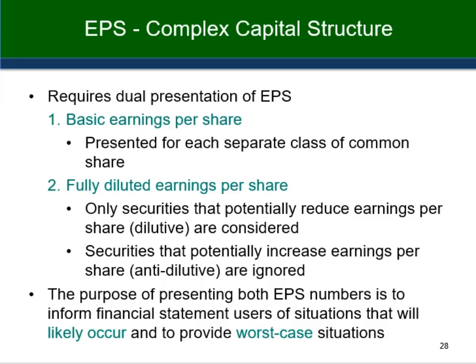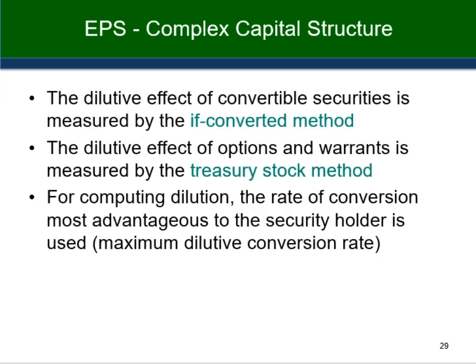The weighted average number of shares would be increased by the additional shares, and the numerator, net income, is increased by the amount of interest expense net of the tax effect associated with those potential common shares. So if we're talking about potential conversion of debt instruments, we would use the if converted method. For options and warrants, we would measure them with the Treasury stock method.